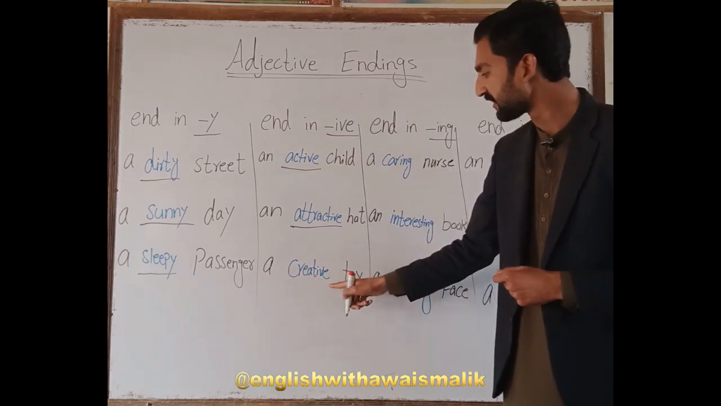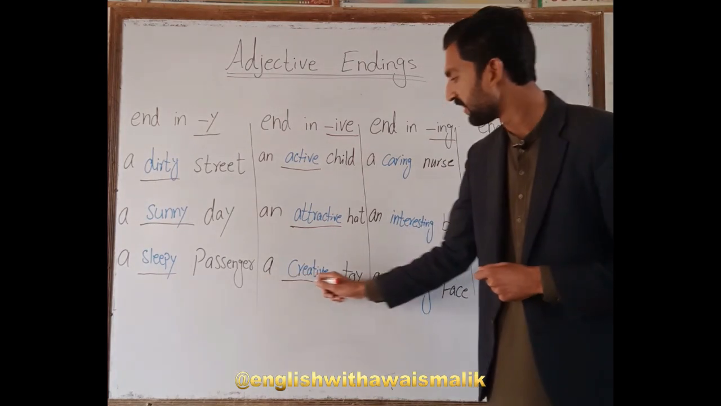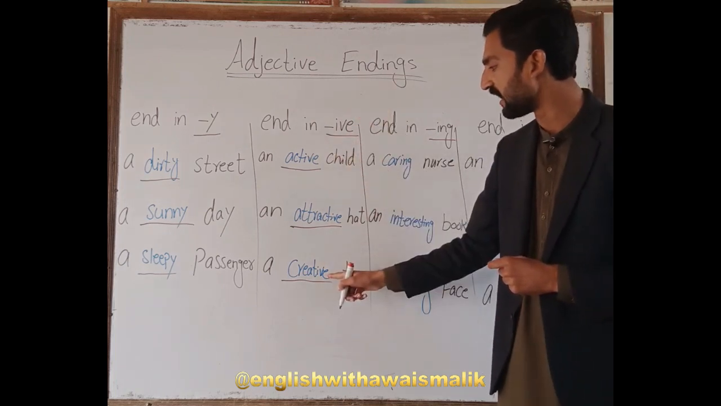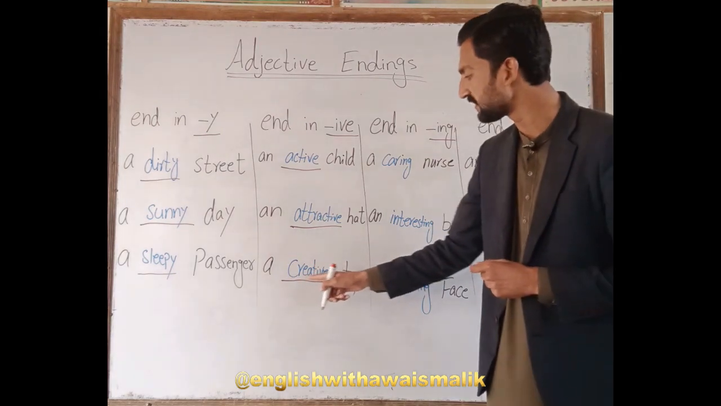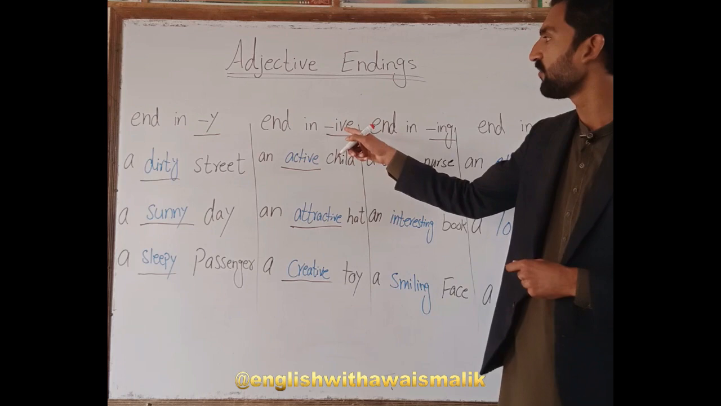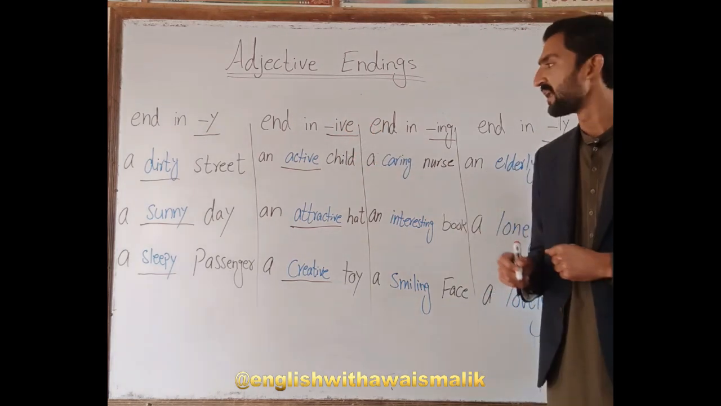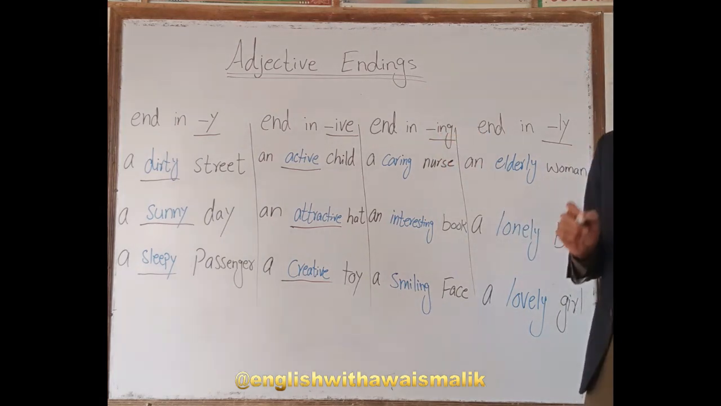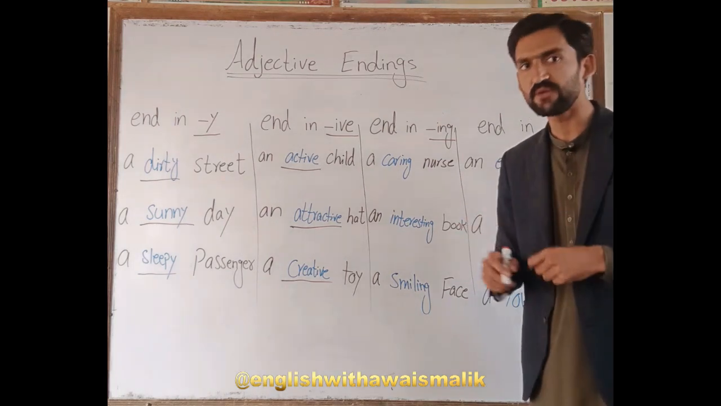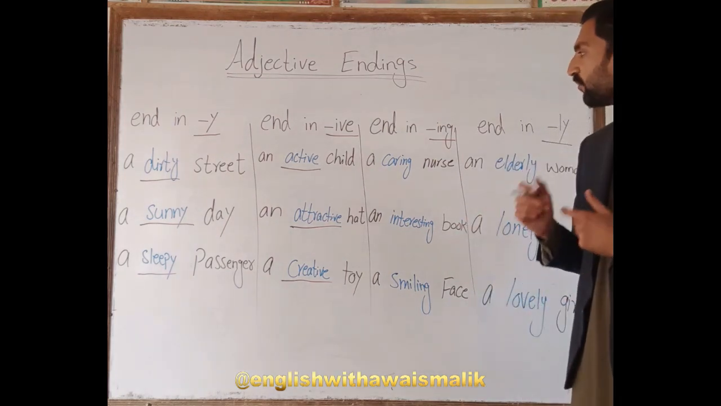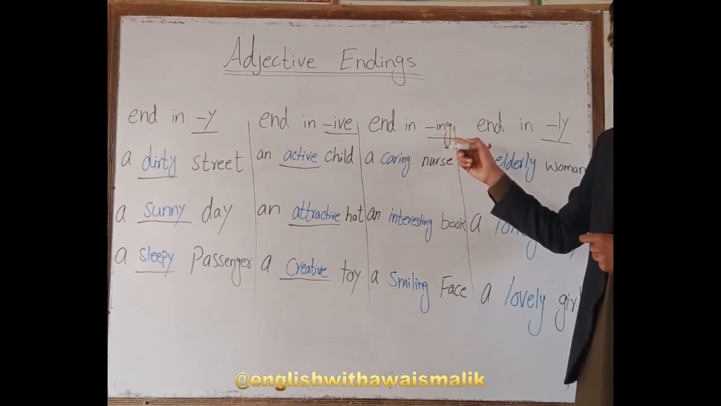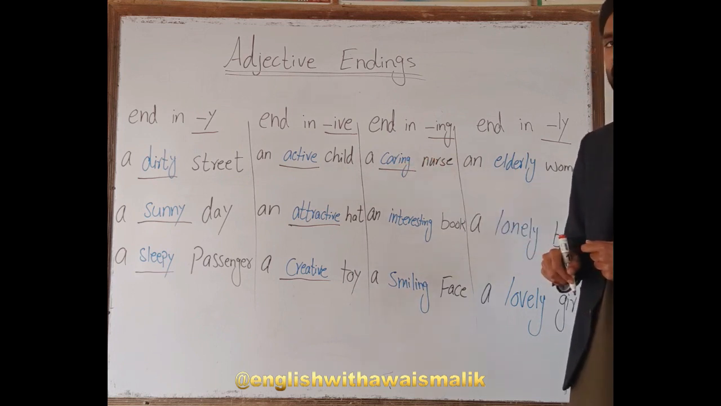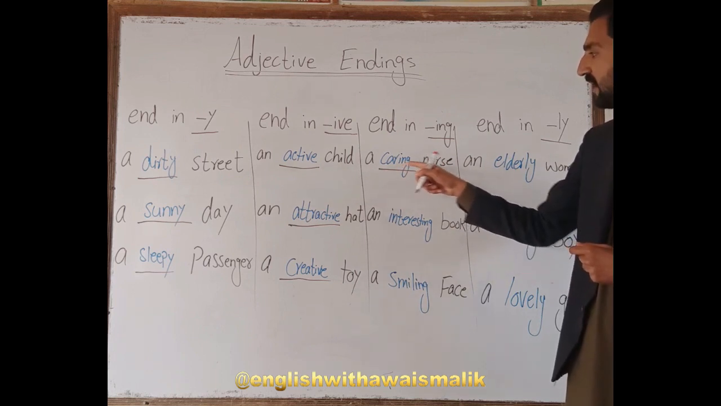Further we have a creative toy. The word creative also ends with IVE, these 3 letters. So this adjective also has an ending of these 3 letters. Further we have another ending of adjectives, and that is ING. Mostly adjectives end with ING. Here is an example: a caring nurse. Caring is the adjective, and the ending of this adjective is ING.